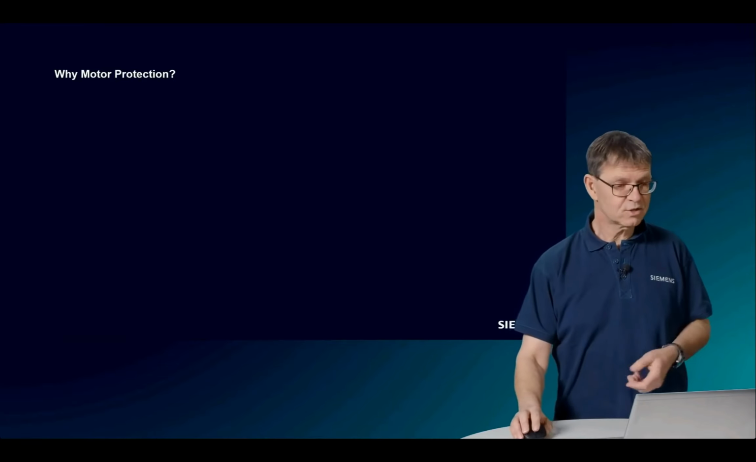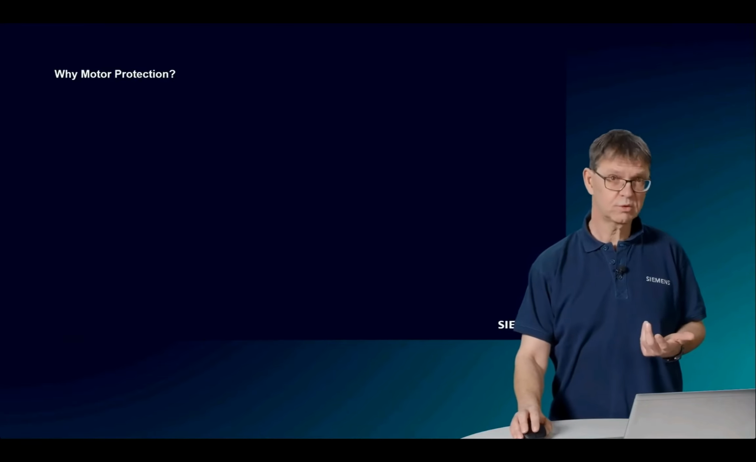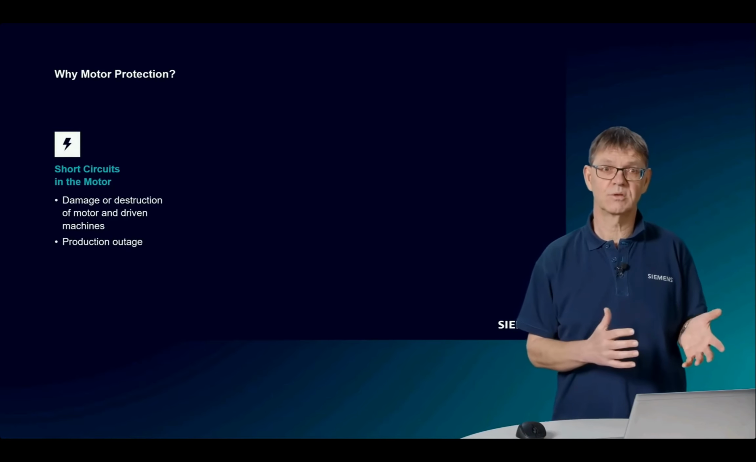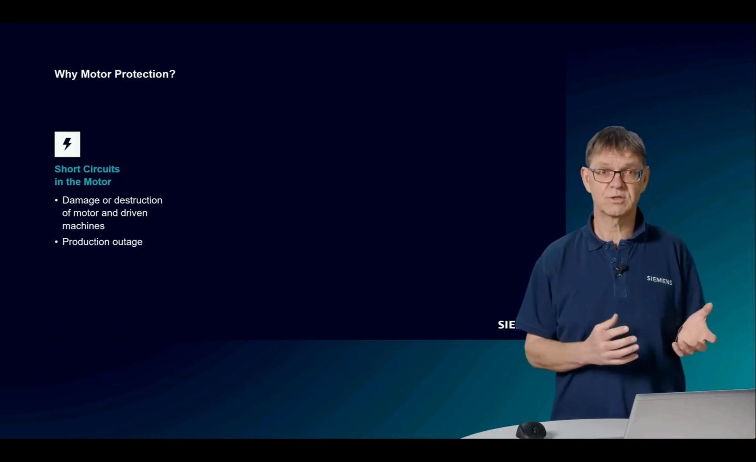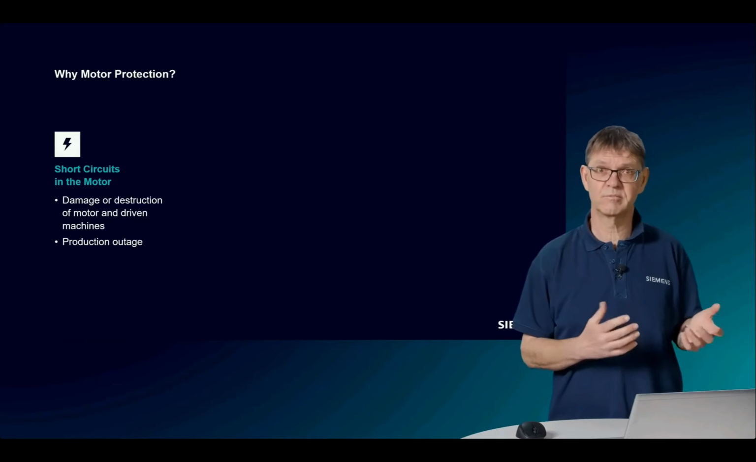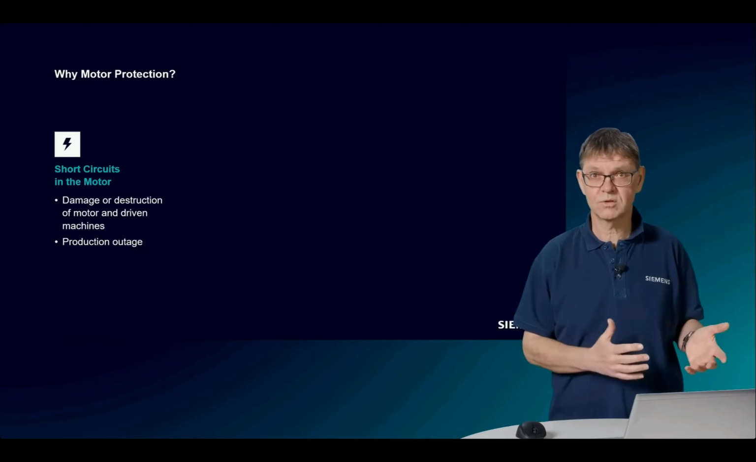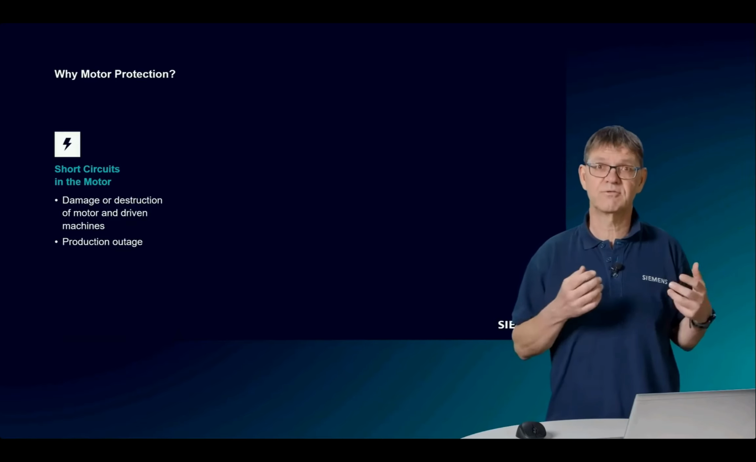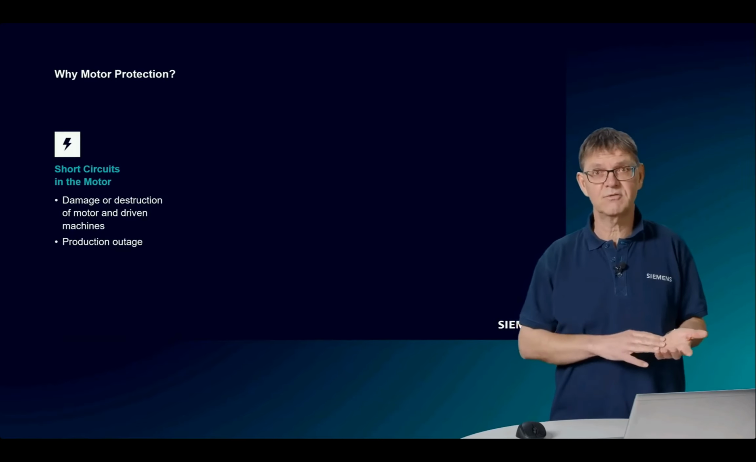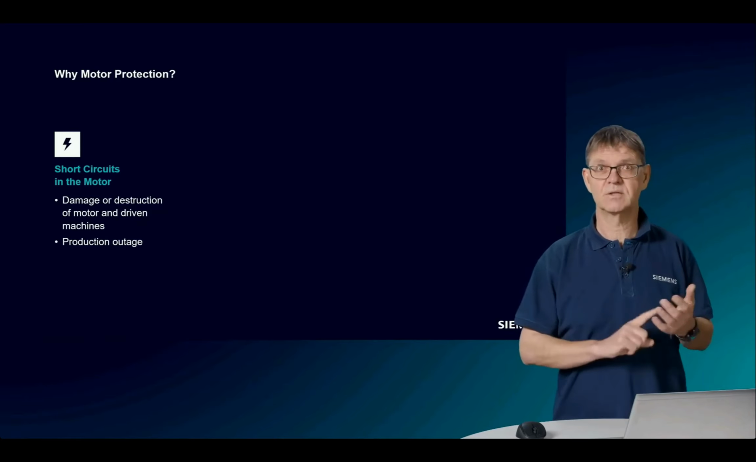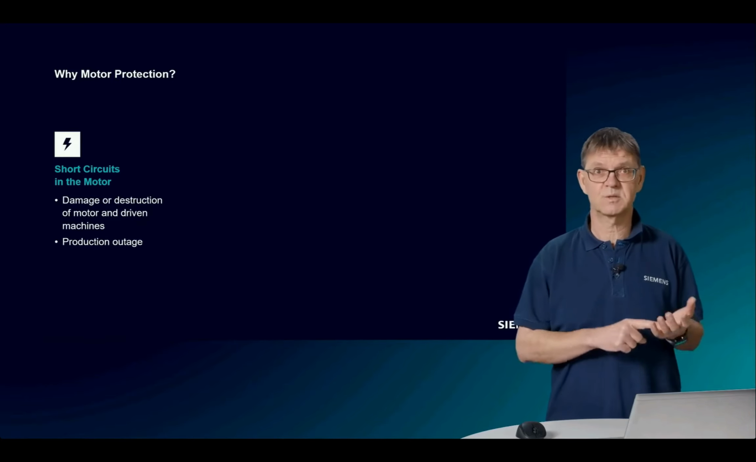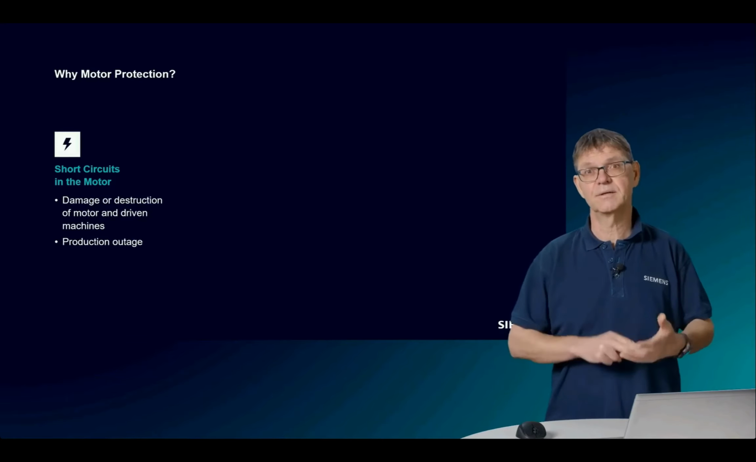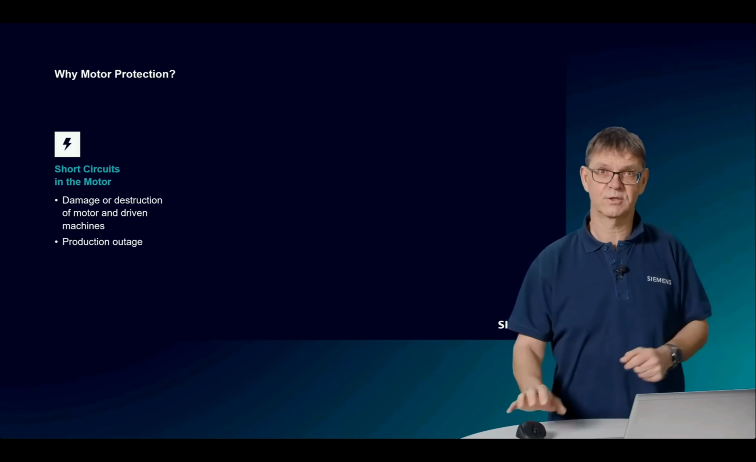So, what are the typical problems that can occur with a motor? First, we have short circuits in the motor. This can damage or destroy the motor and even the driven machines, and the consequence is a production outage. How can SIPROTEC 5 help here? SIPROTEC 5 detects and trips faults as fast as possible and as selectively as possible. That means no overfunction.